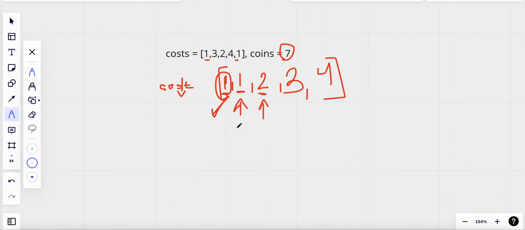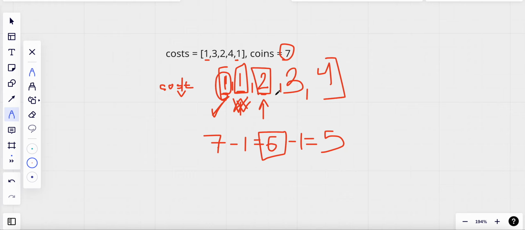Now the available number of coins after we purchase this will be 7 minus the cost of this ice cream, which is equal to 6. The available remaining coins is equal to 6. Now since 1 is also less than 6, we can buy that ice cream. Now the remaining amount is equal to 5. So we bought this ice cream, the remaining amount is 5.